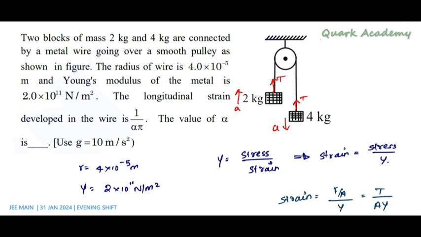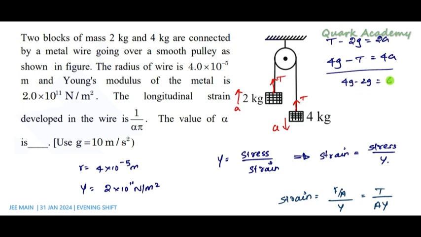So let's use Newton's second law and write the equations. For the 2 kg mass, it is going to be T minus 2g. I'll write mg instead of m into g. I just wrote 2 into g, which is equal to ma, that is 2a. For 4 kg, the gravitational force is greater. So 4g minus T, which is equal to 4a. So let's add these two and find the acceleration. Substitute that acceleration in one of the equations. We'll get the tension.